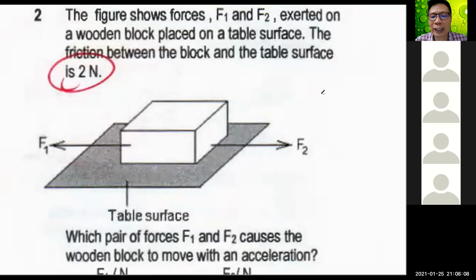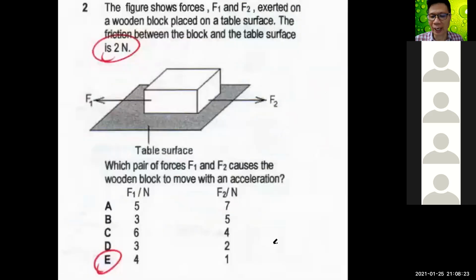Yes, sir. Jia-wei, for this question number 2, which one do you think is the answer? E. Yes. Why did you choose E? I minus the 2 force and minus the frictional force. Yes, correct. Then you still have extra force, correct or not? Yeah. Correct. Thank you.